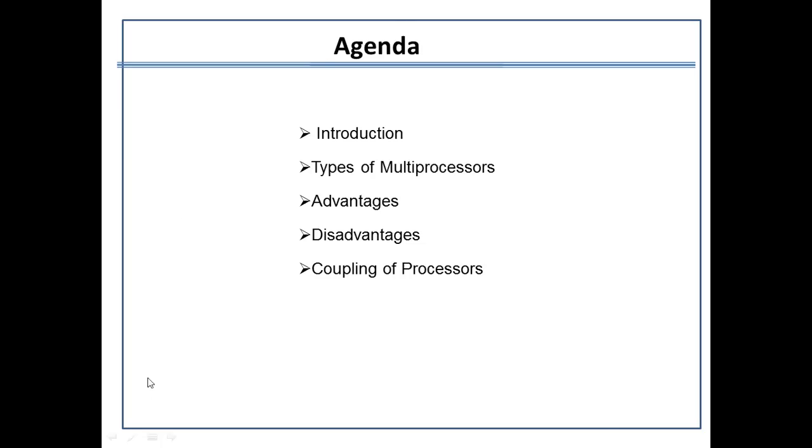So, before beginning, let's put some light on the agenda of today's session. We will begin the topic by introducing the multiprocessors. Then, we will learn the various types of multiprocessors available. After that, we will put some light on the advantages and disadvantages that the multiprocessors have. And in the end, we will learn about the coupling procedure of the processors. So, without wasting any further time, let's start with the introduction of multiprocessors.